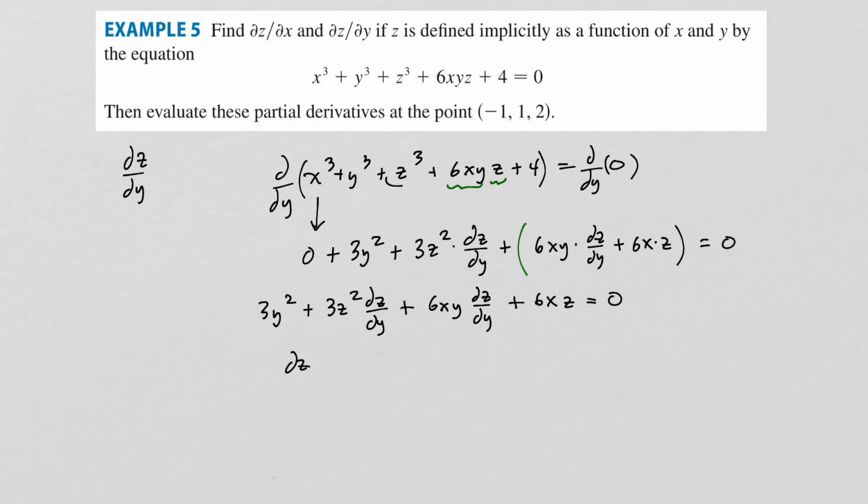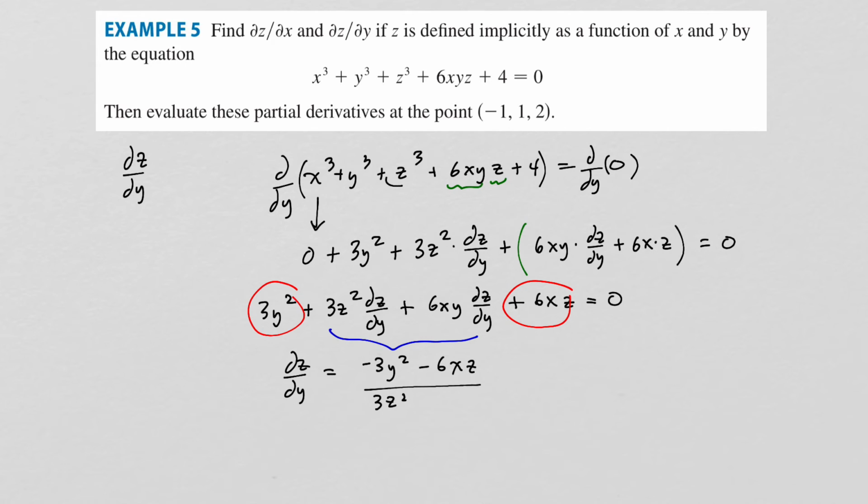And then we're going to factor out partial z, partial y out of these two terms. We're going to move these terms here to the other side. So this is very similar to the work that we did just a few minutes ago. And then when you factor out the partial derivative there and divide by what's left over, we have 3z squared plus 6xy. And finally, canceling a 3, we end up with -y squared minus 2xz divided by z squared plus 2xy.